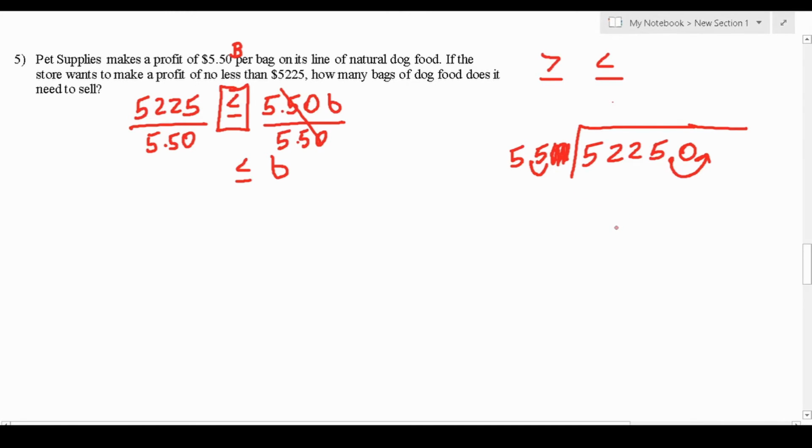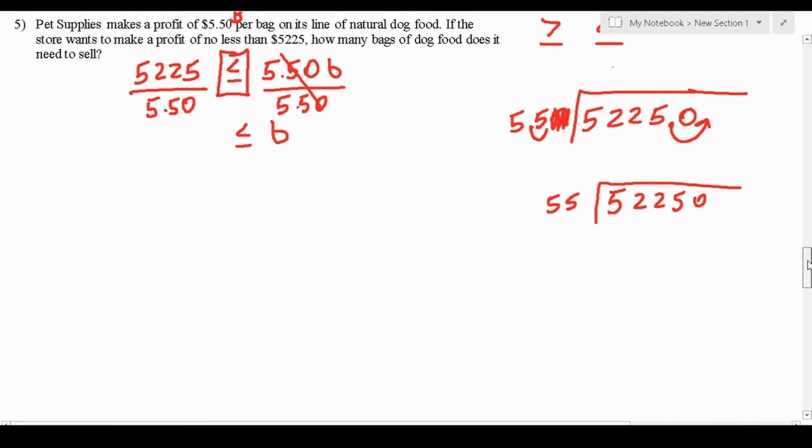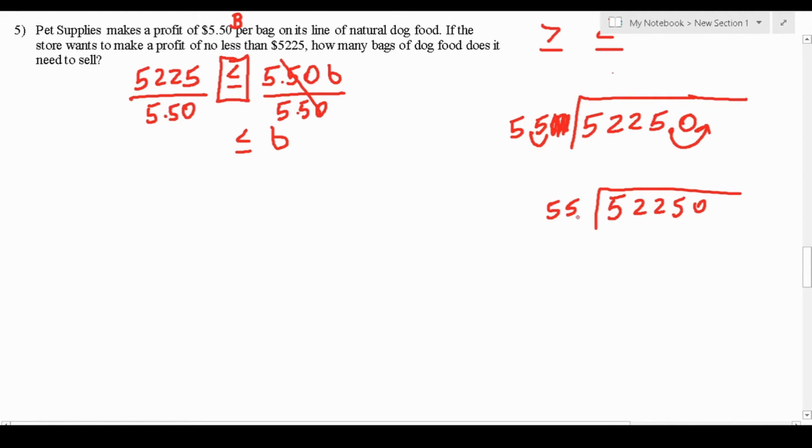So in reality, we're doing this problem, 52,250 divided by 55, which looks intimidating, but we're going to take it one step at a time. Now the question is, how many times does 55 go into 5 without going over? It doesn't. 5's too small. How many times does 55 go into 52? It doesn't. 52's too small. How many times does 55 go into 522 without going over?